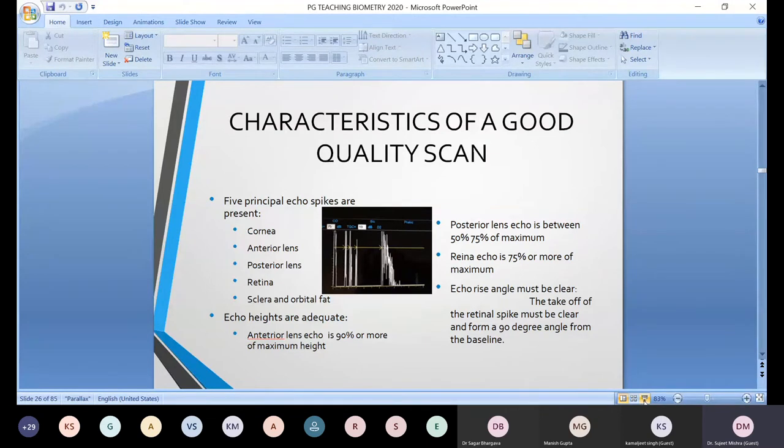Posterior lens echo should lie between 50 to 75%, and retina echo should be 75% or more. The takeoff should be sharp. It should be 90 degrees.